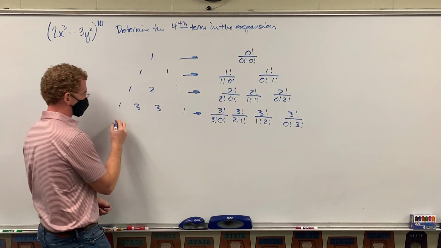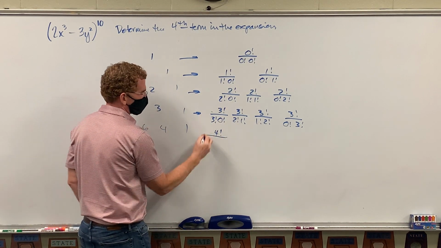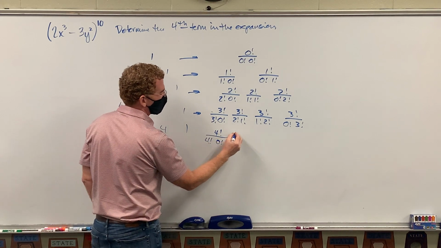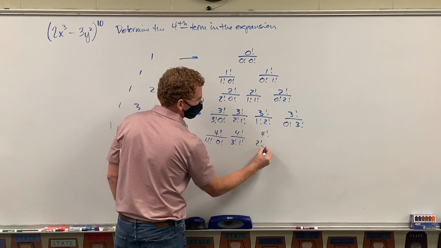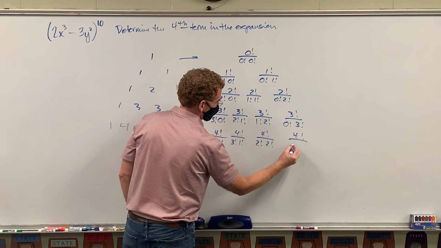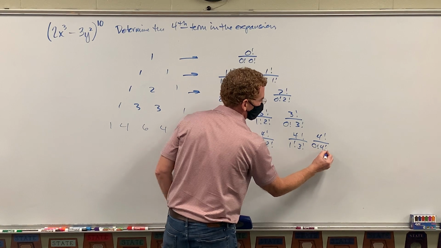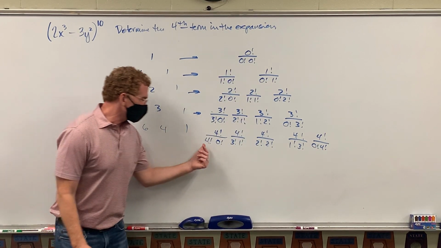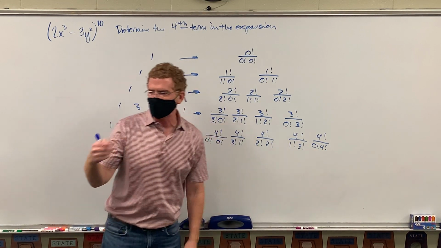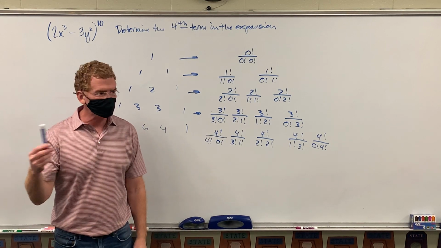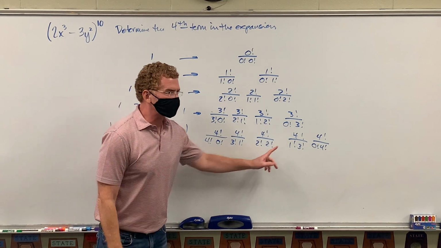So if I was going to do the next row, the 1, 4, 6, 4 one, I would start with 4 factorial and go 4 factorial, 0 factorial, 4 factorial, 3 factorial, 1 factorial, 4 factorial, 2 factorial, 2 factorial, 4 factorial, 1 factorial, 3 factorial, and then I'd finish with 4 factorial, 0 factorial, 4 factorial. Now let me ask you a question. What does 4, 0, 3, 1, 2, 2, 1, 3, 0, 4 feel like to you? The exponents on my variables, right? That's a big deal for you to notice that. The exponents on the variables.